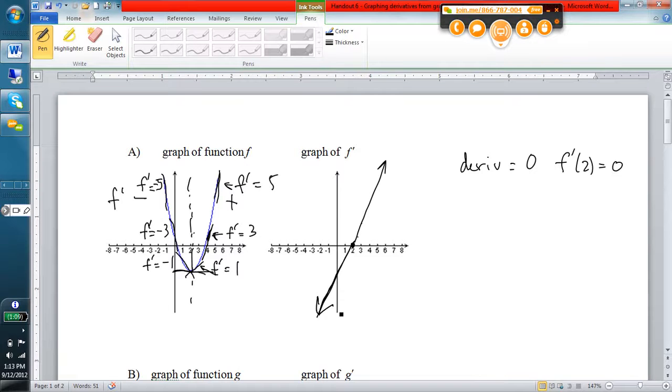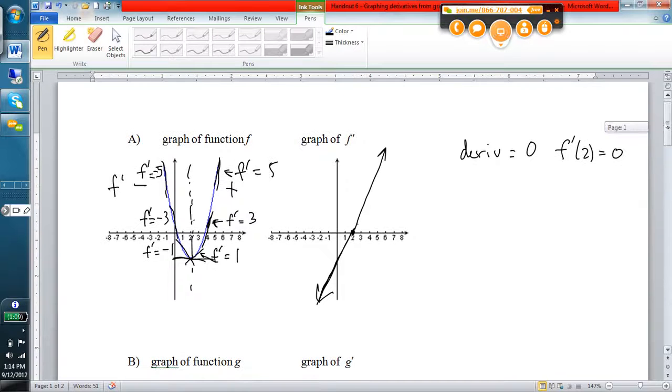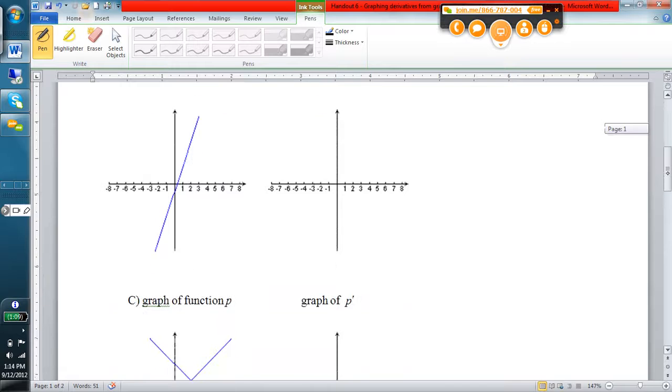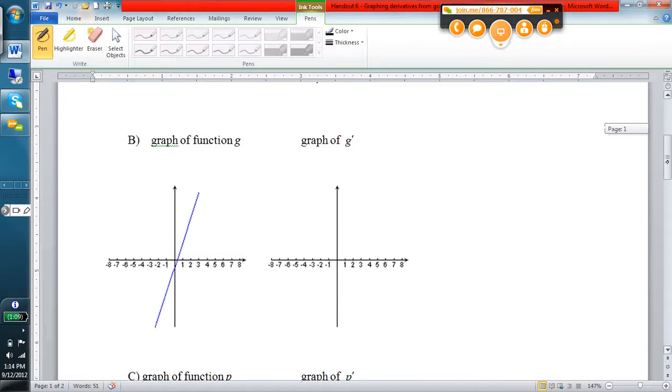All right. All right, so we'll do a couple more in a moment. Let me slide on down here on the handout to B. All right, so on B, we have another deal, don't we? We've got the straight line. The graph is starting out as a straight line. What about the derivative? Well, we've already kind of talked about it.